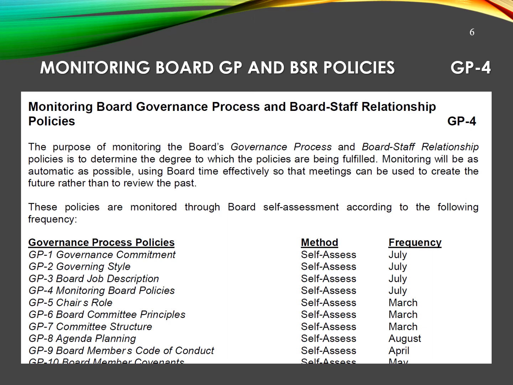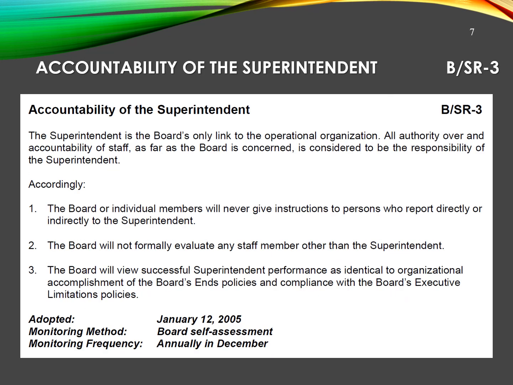This is an example of a governance process policy describing how the board will self-monitor its own compliance with policies that guide the board. And this is an example of a board superintendent relationship policy, in this case describing how the board will hold the superintendent accountable for performance.